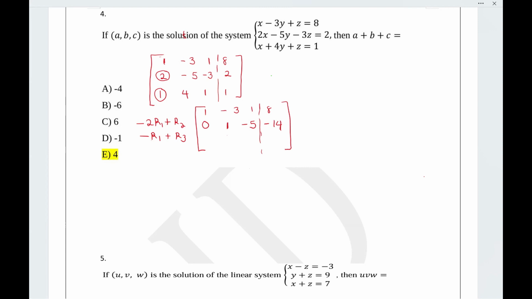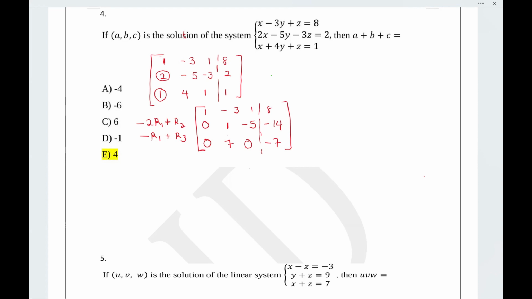Then now we do minus R1 plus R3. So this will be 0. Minus this will be 4. No, 3 plus 4, this is 7. -1 plus 1, this is 0. Right. And then -8 plus 1, this is -7.